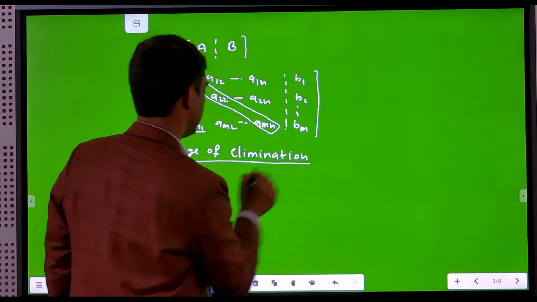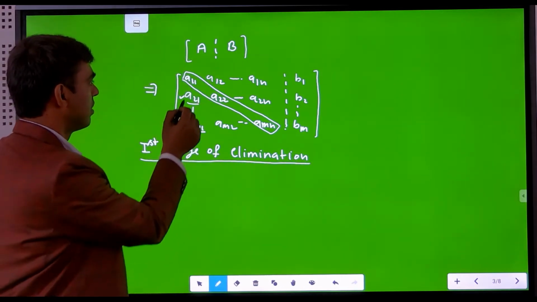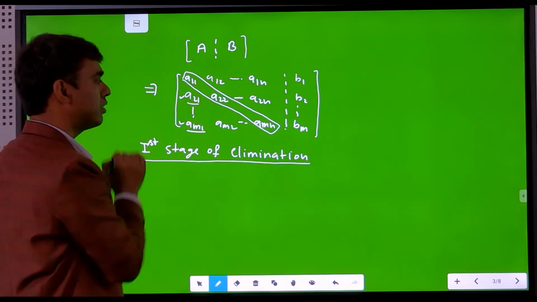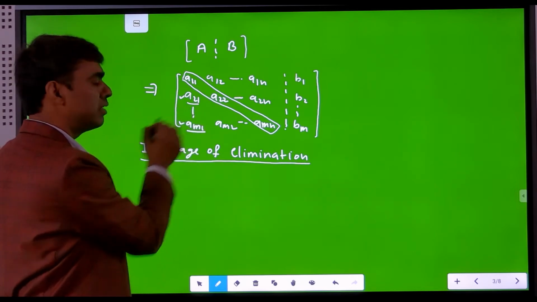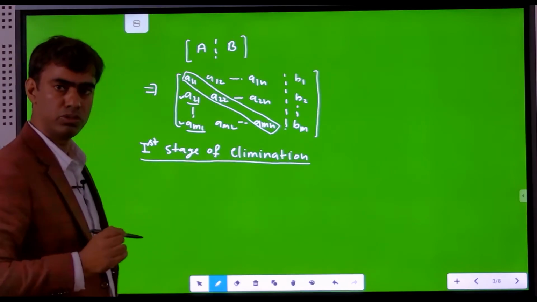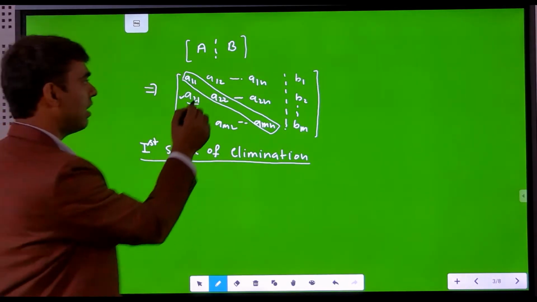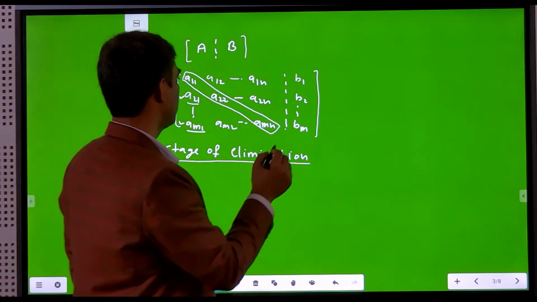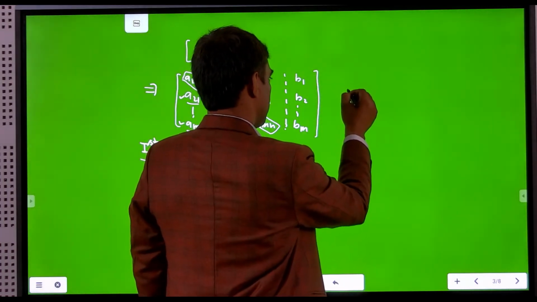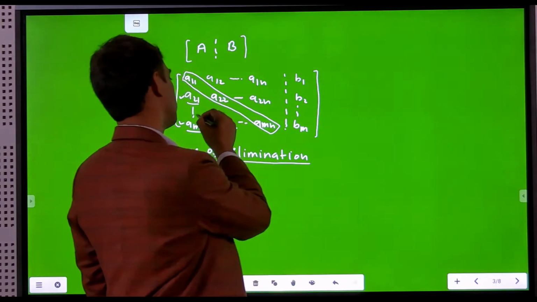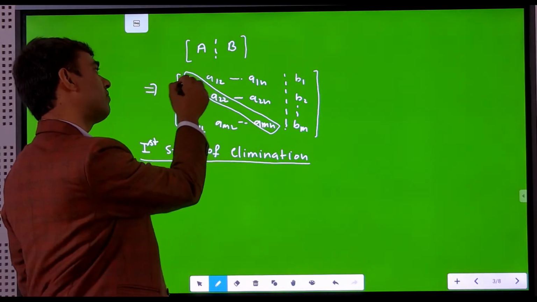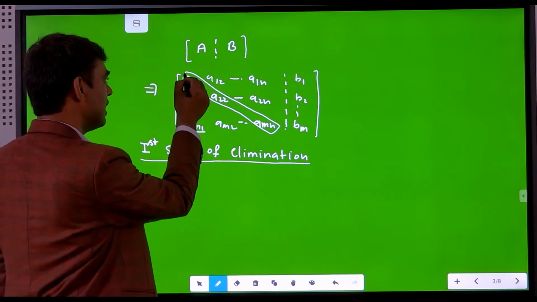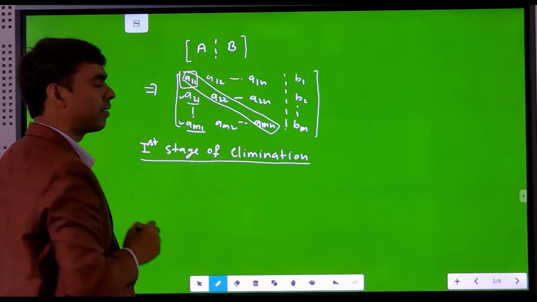in the first stage of elimination, we eliminate all the elements of the first column except the first element. That means we convert A21 equal to 0, we convert A31 equal to 0, we convert Am1 equal to 0 in the first stage of elimination with the help of the first row. So how do we convert this? Here we perform a row operation on the second row, third row and mth row with the help of only the first row. Here, with the help of this row, this element is known as the pivot element.